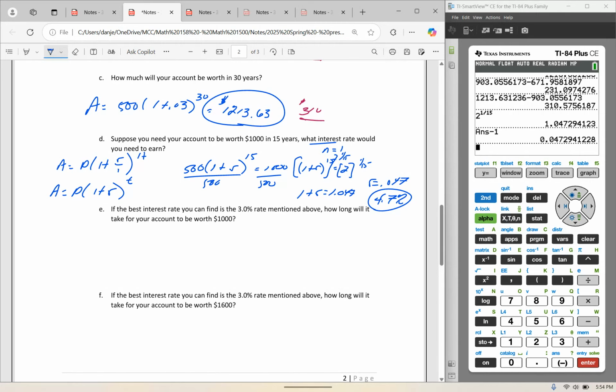Now, part E is a little bit more tricky. If the best interest rate you can find is the 3% interest, how long will it take for my account to be worth that $1,000? So my $500 investment at 3% interest, how many years will it take before that's worth $1,000? Again, I'm going to divide both sides by 500. Notice in the parentheses, 1 plus 0.03 is 1.03 to the t equals 2.